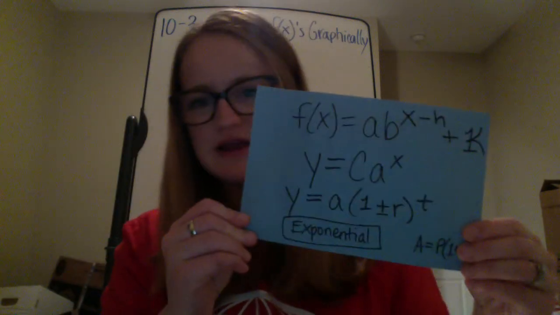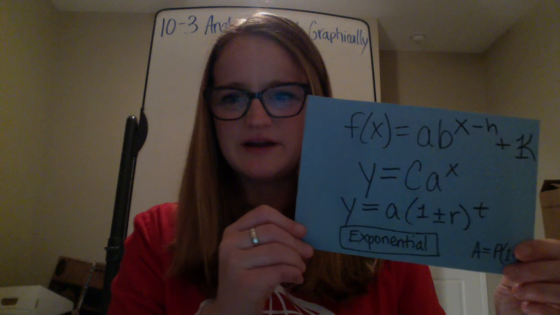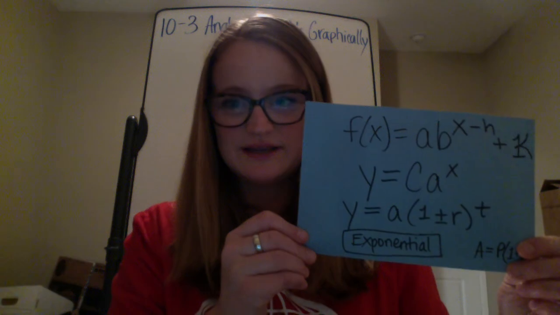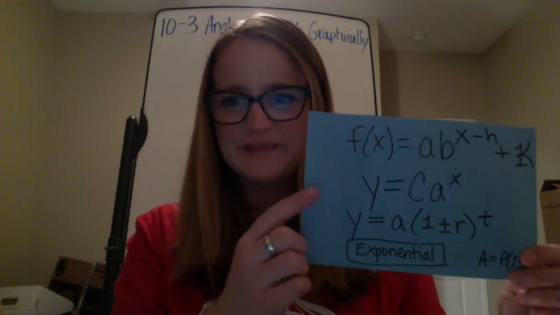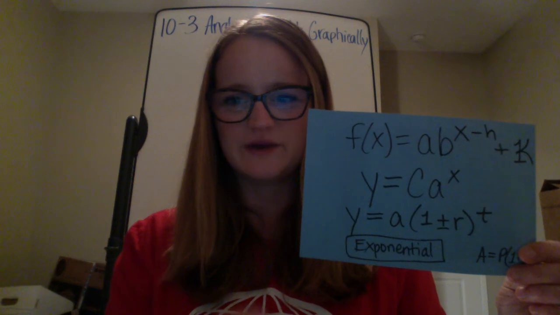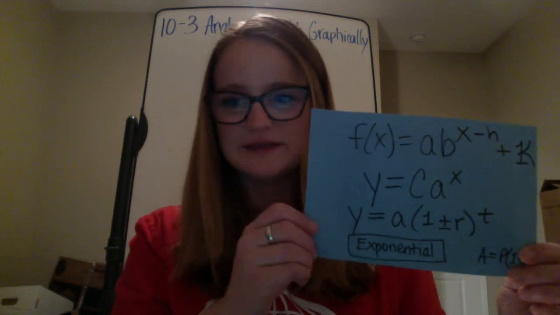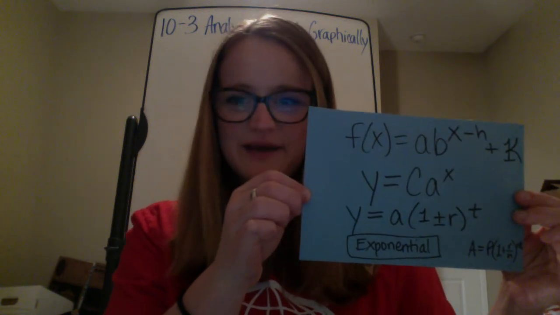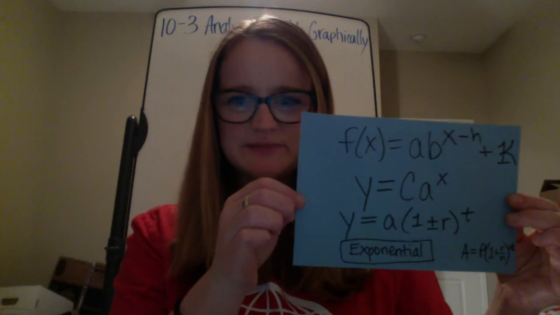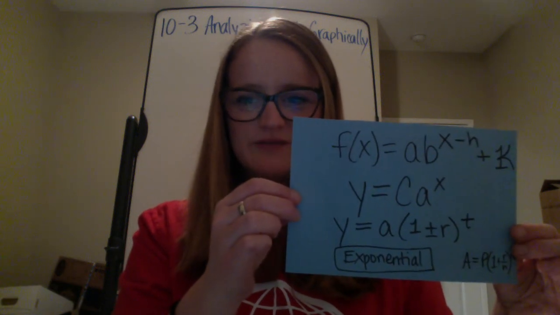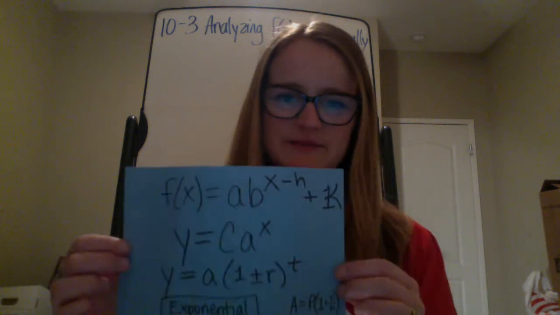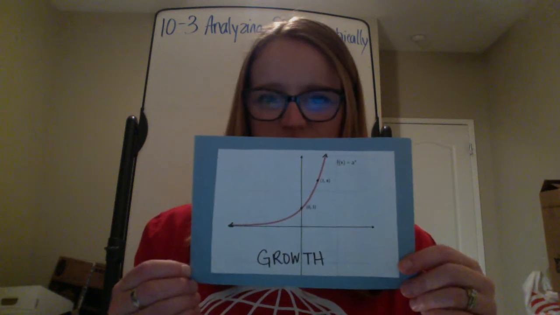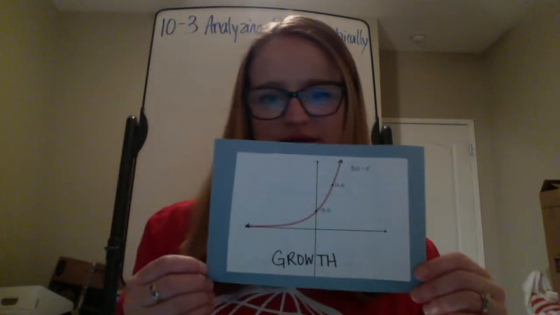The important thing to remember here is for an exponential function, our variable x is always going to be in that exponent spot. So in all of these, as you can see, the x is always the exponent. In the interest formulas, it's t and n, but the variable is always going to be in that exponent spot for an exponential graph. And this one is representing growth. So pay attention to where that goes up and to the right.